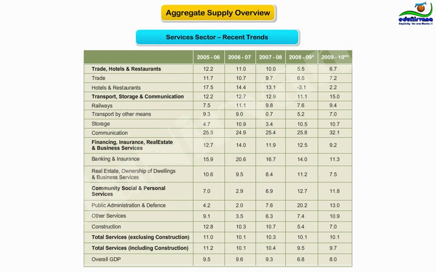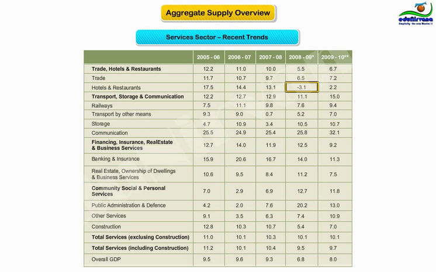Among the subcategories in 2008-2009, double-digit growth was registered by communication, that is 25.8%, public administration and defense 20.2%, banking and insurance 14%, and storage 10.5%. Negative growth was registered only by hotels and restaurants to the extent of minus 3.1%.